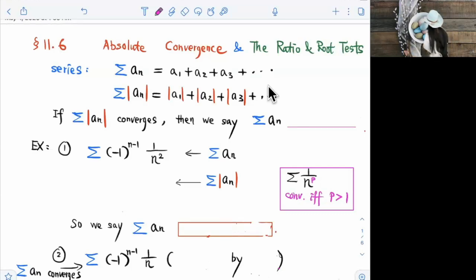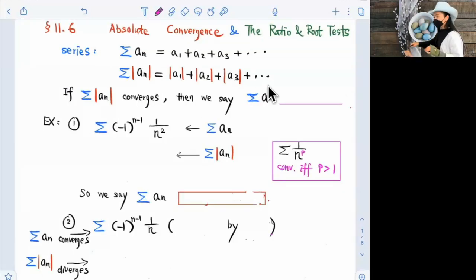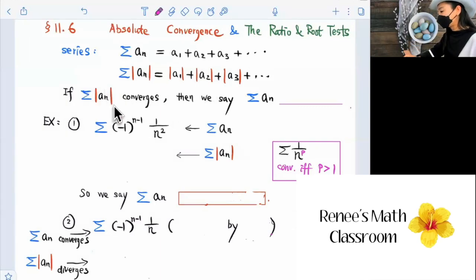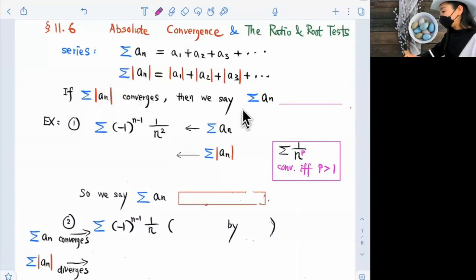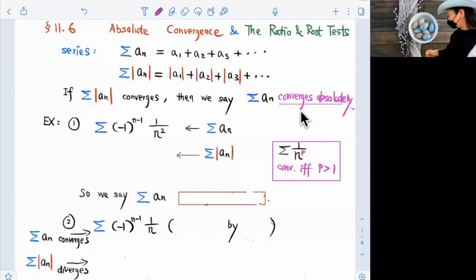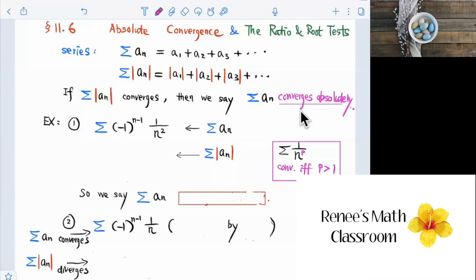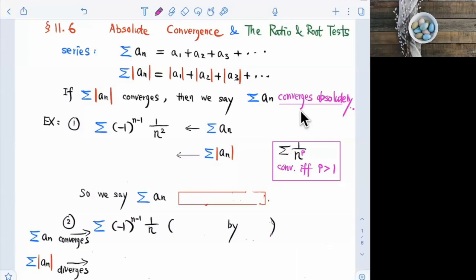Now, if you put the absolute value on every term of the series, we're going to get a new series. The new series results from putting the absolute value on every term of this original series. If this series with absolute value on every term converges, we say that this series converges absolutely. Absolutely is a very strong word, right? So if this converges, that means the series converges absolutely.